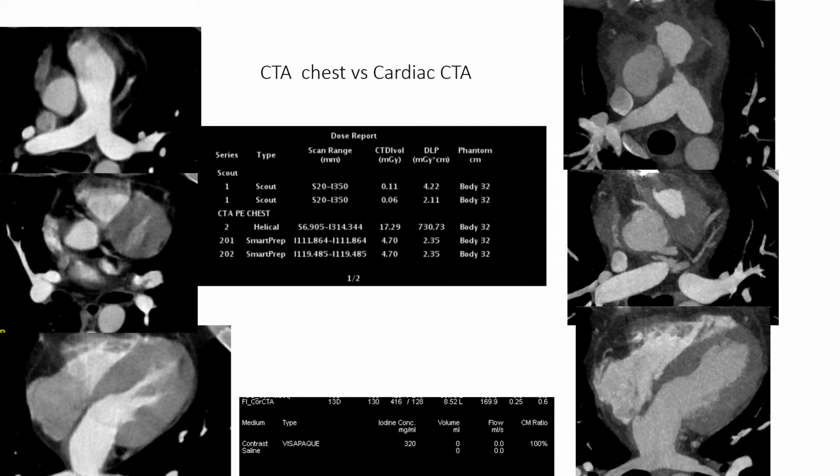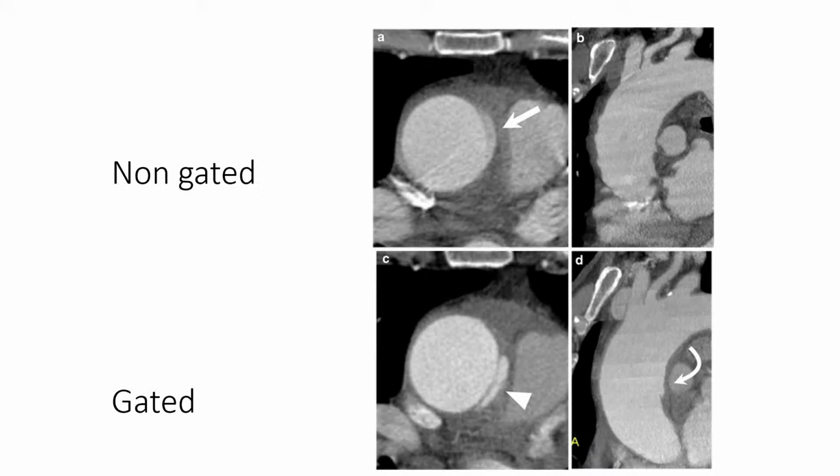And you might think, oh, this is more complicated, it must be more radiation. If you look at this, actually not. This PE rule out used about 730 DLP, and this CT of the coronary only 170, so even 20% of the radiation used for the chest CTA, non-gated.